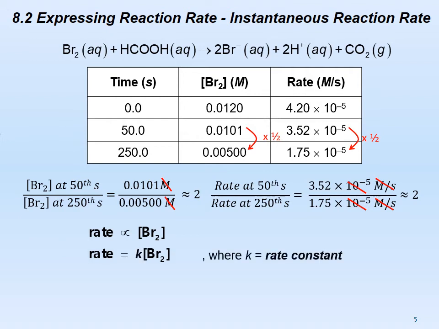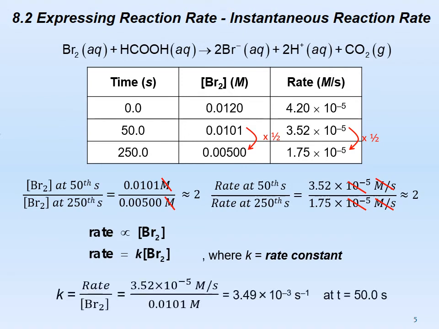Rate can be written as rate equals K times concentration of bromine, where K is the rate constant. To find K, rearrange the rate equation to make K the subject of the equation. Then substitute a set of rate and concentration of bromine values at a particular time into this rearranged equation. The calculated value of K given here is obtained using the values for time equals to 50 seconds.